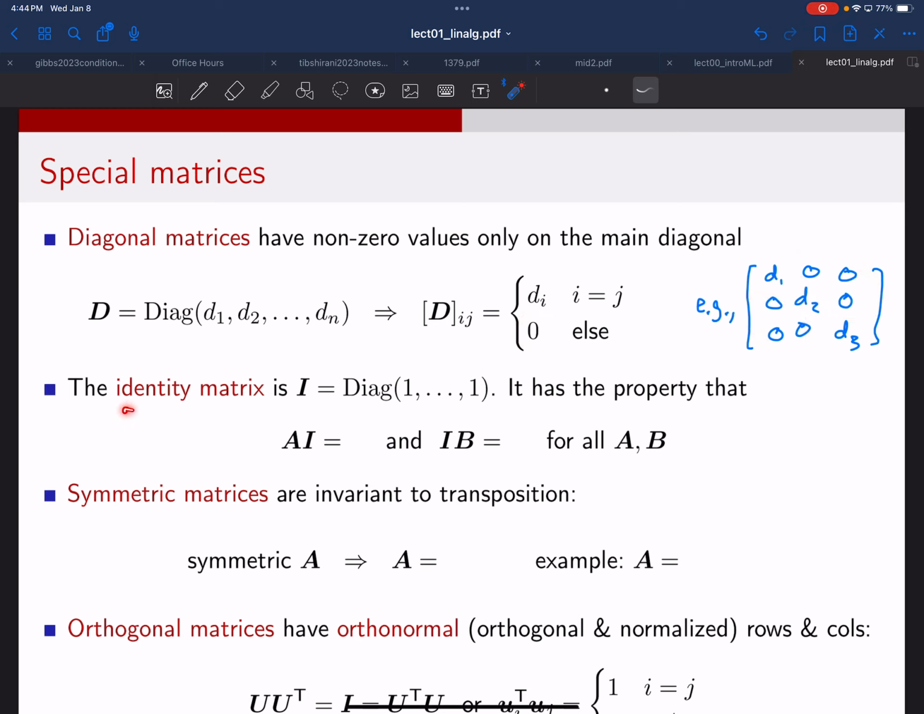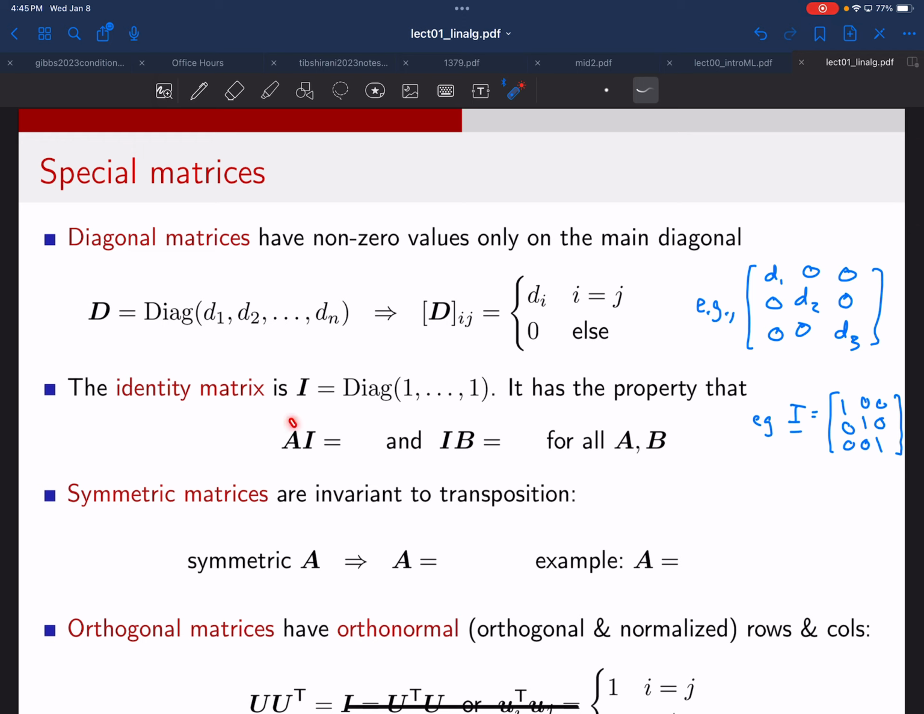Okay, next, the identity matrix is a special matrix, which is a diagonal matrix, but it has 1s along the diagonal. And we always give that the name capital I. So here would be the 3 by 3 identity matrix. And the identity matrix is very special because multiplying by it does nothing. It's completely transparent. And that pertains to multiplying on the left or on the right.